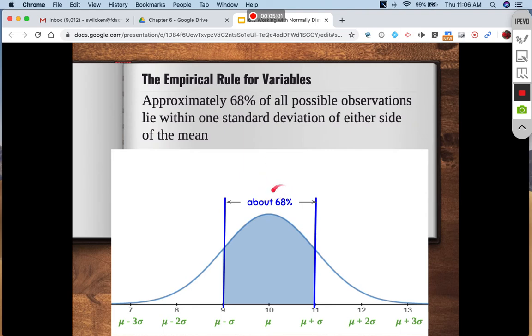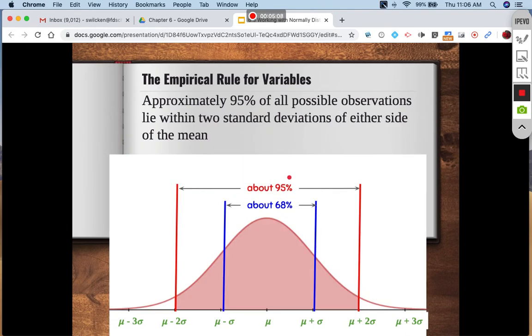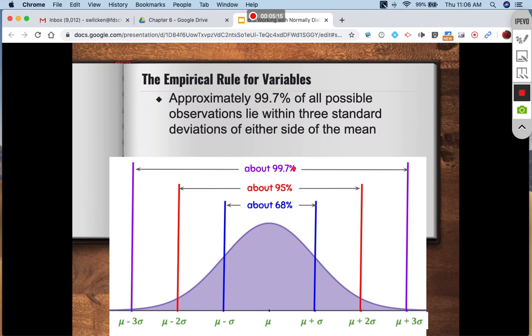About 68% of your observations are going to lie within one standard deviation. About 95% will be within two standard deviations, and 99.7% within three standard deviations. And that's that three deviation rule. We say almost all of the data will fall within three standard deviations. This empirical rule says 99.7% within three standard deviations.